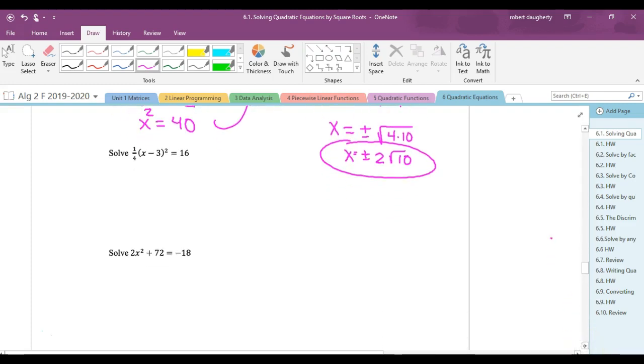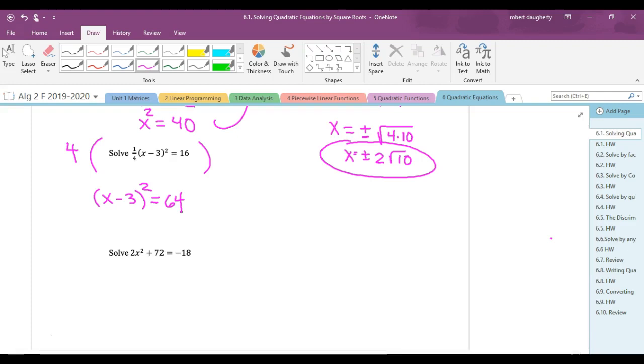Okay, the next one. What is being squared? Not x. x minus 3. x minus 3 is being squared. That's what I need to get by itself. So what am I going to do first on this one? Multiply everything by 4. And that's when you get x minus 3 squared equal what? Let's go with 64. Okay.